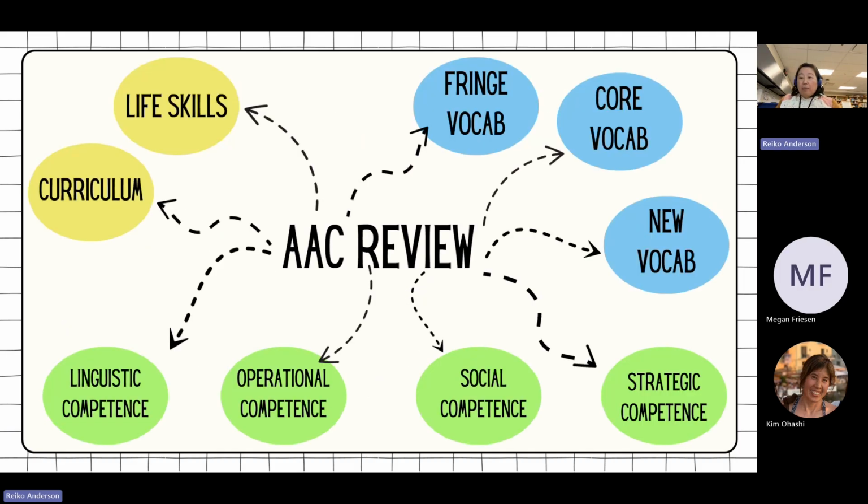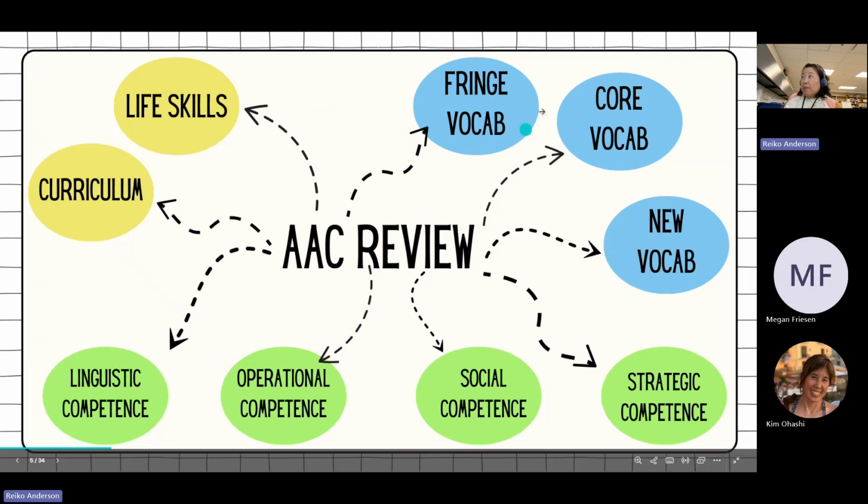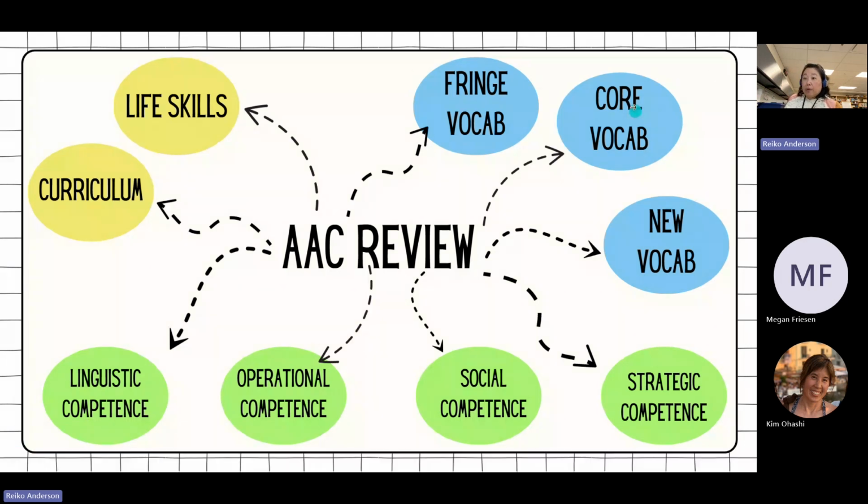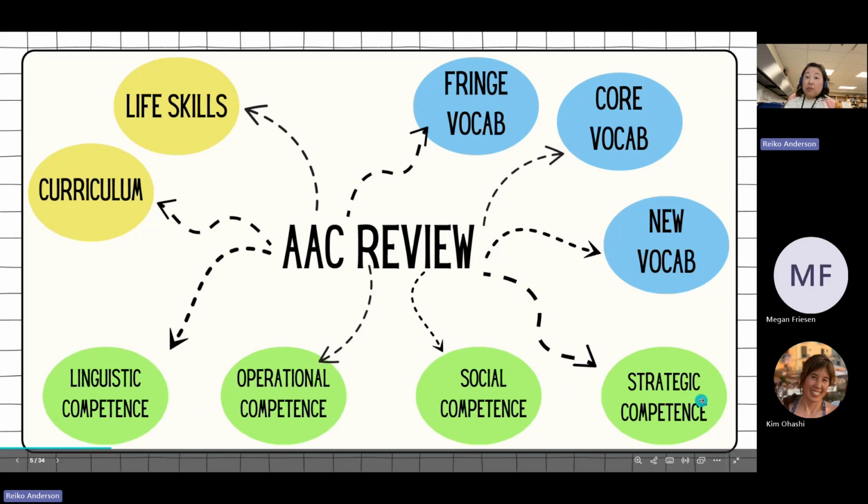So when we think about AAC, we're talking about a lot of skills that come into play, right? We're going to be talking about fringe vocabulary. We're going to be talking about core vocabulary. But today, I know that you wanted to talk about curriculum, and so that I would put in the new vocabulary box. We're also talking about a bunch of different kinds of competence. So we have language competence, which is going to come into play today, and strategic competence, which is going to come into play today.